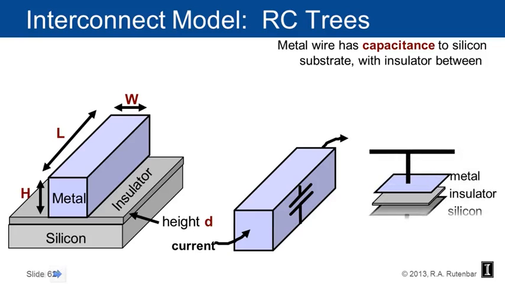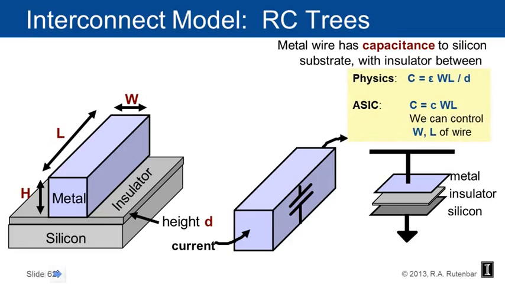Remember what a capacitor is? It's just a conducting plate separated from another conducting plate by an insulator. So in this case, the metal is one of the plates of the capacitor. The silicon is the other plate of the capacitor, and the insulator is the dielectric material in between that's preventing them from connecting to each other.